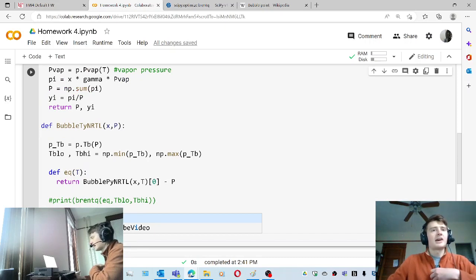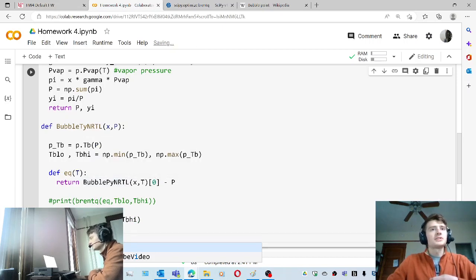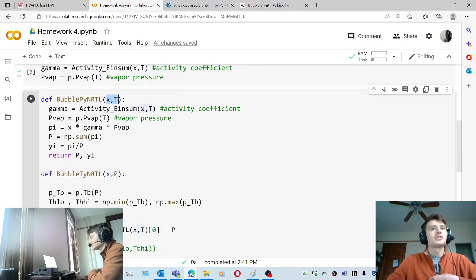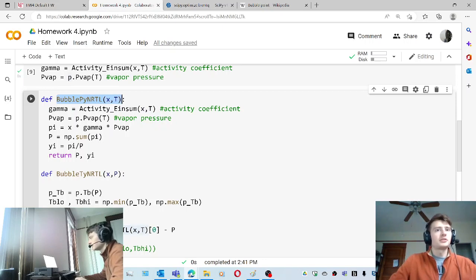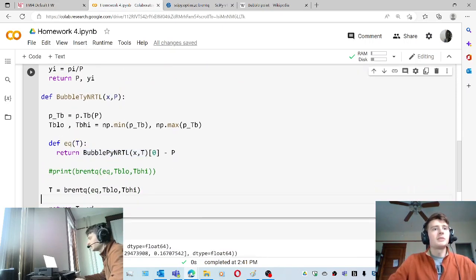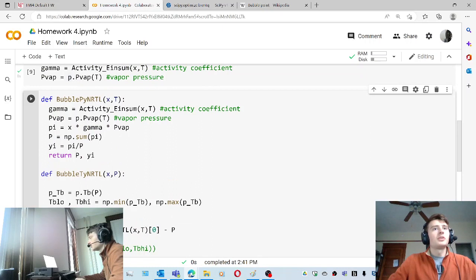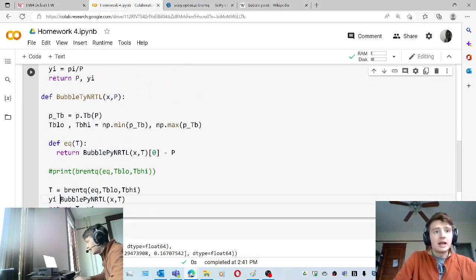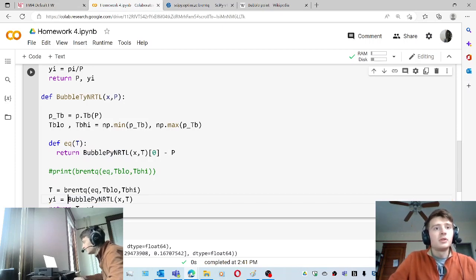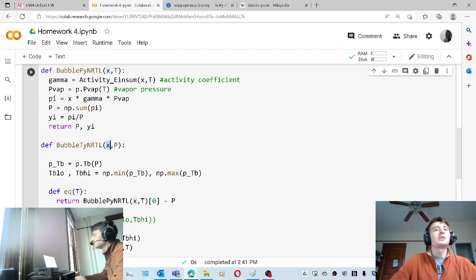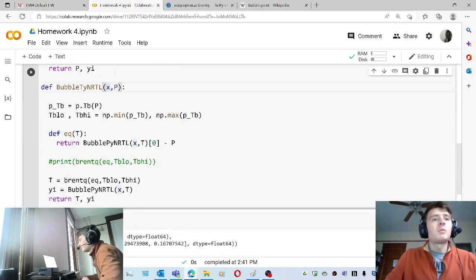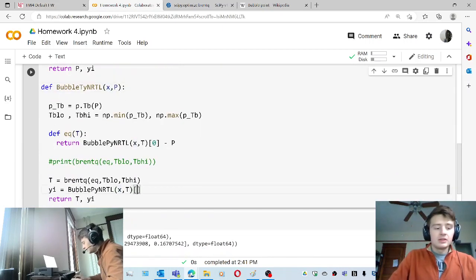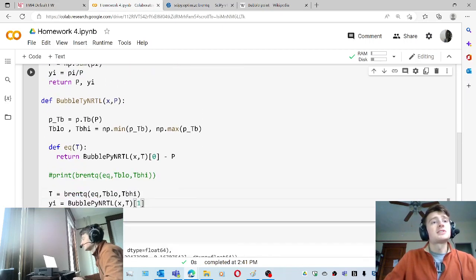And so how can I go about doing this? Well, since I already know the initial concentration and the temperature, I can just go up here to the function. I can call the bubble pressure function again, and I can just say that yi is going to equal the bubble pressure evaluated at that temperature, at the initial conditions, this x. And yi is just going to be the second value that returns, because yi is the second thing down here.